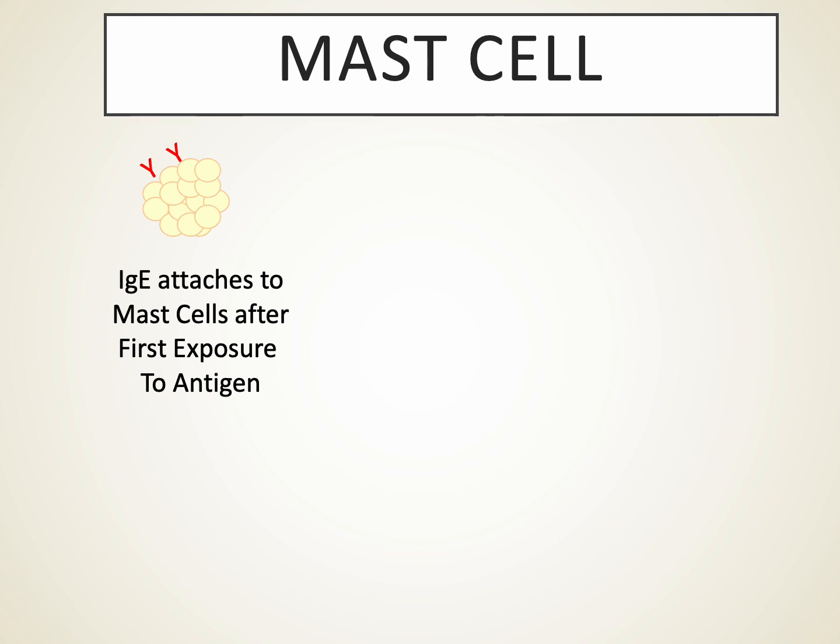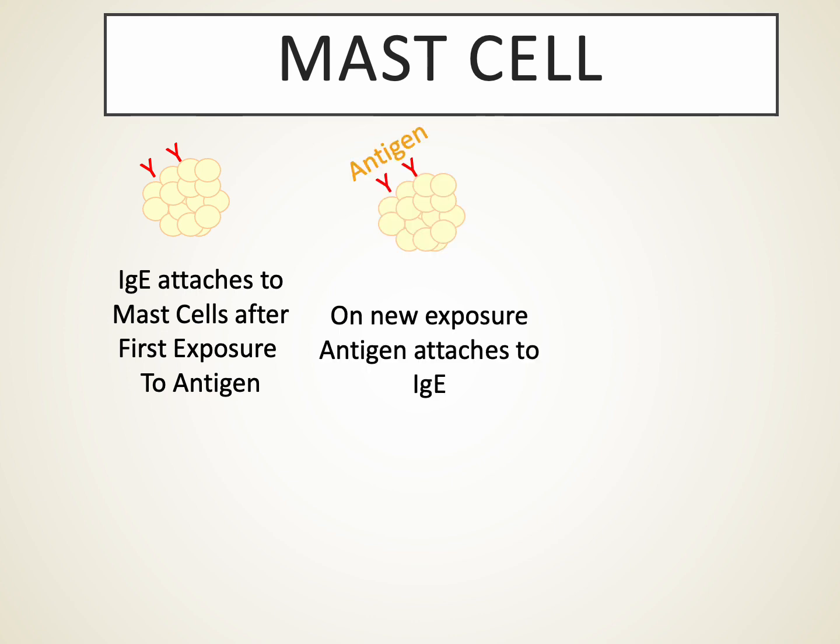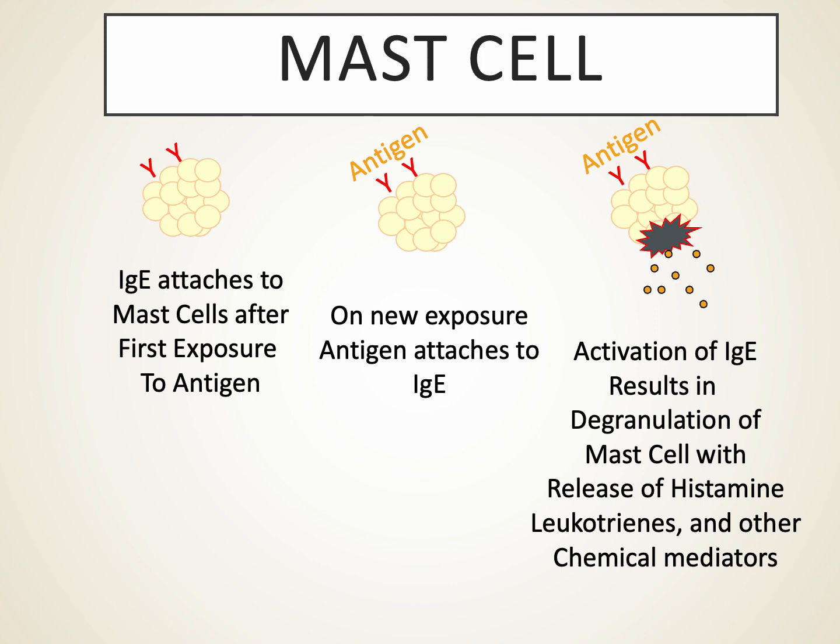IgE attaches to the mast cell after the first exposure. That IgE is specific for, let's say, penicillin or whatever the exposure is. On the next exposure, that antigen, be it penicillin, whatever, attaches to the IgE that's already on the mast cell, and then the mast cell degranulates. It opens up and releases all of these chemical mediators that result in either urticaria and/or angioedema and/or full-blown anaphylaxis. They involve histamine, leukotrienes, other chemical mediators.